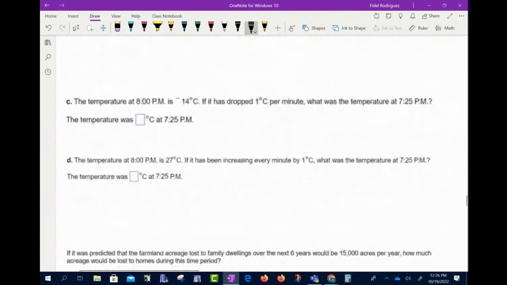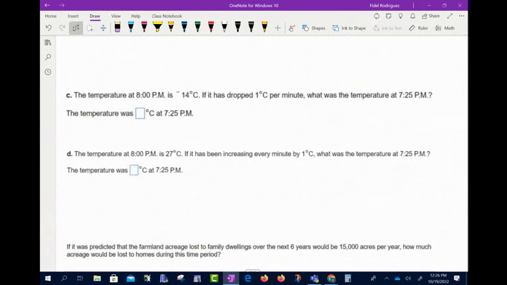Okay, look at part C. It says the temperature at 8 o'clock is -14. Okay, so look, y'all, I'm going to put 8 p.m. Temperature is -14 degrees. Okay, we're dropping. So my temperature is going to be a -1 per minute. What was the temperature at 7:25?